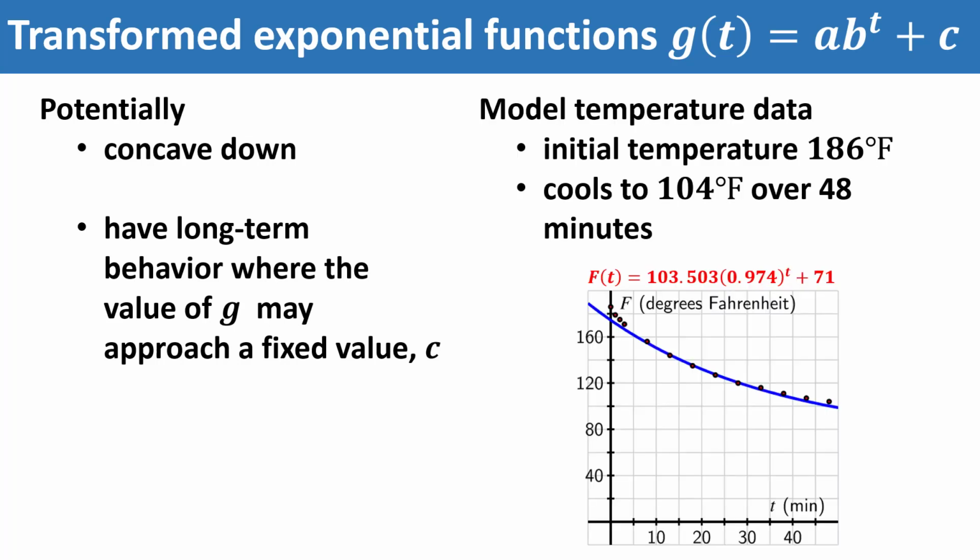Functions of this form turn out to perfectly model temperature data when the temperature of an object is changing due to the influence of its surroundings. For instance, we will find that for a cup of coffee whose initial temperature is 186 degrees Fahrenheit and that cools to 104 degrees Fahrenheit over 40 minutes' time, it can be shown that the function f of t equals 103.503 times 0.974 to the t power plus 71 is a good model for a wide sampling of collected data.